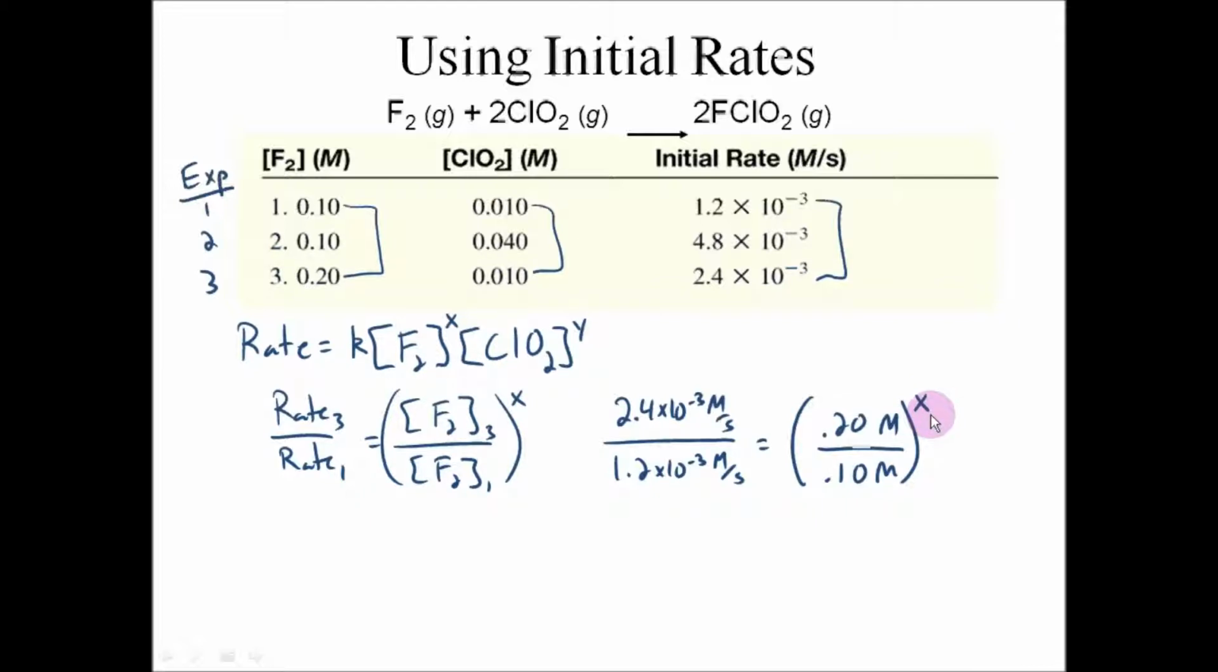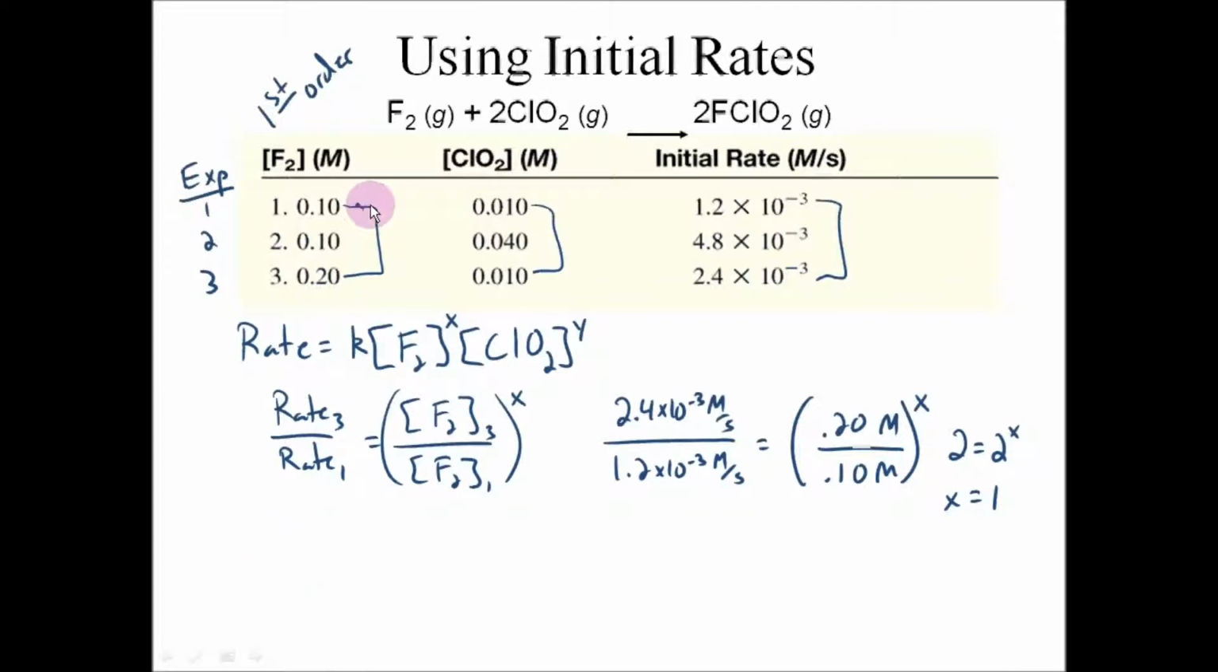Alright, as we plug this equality into our calculator, we see that 2 equals 2 to the x, therefore x equals 1. So this is first order for the concentration of fluorine, meaning a doubling of the fluorine caused a doubling in the initial rate. Now we'll do the same thing to investigate ClO2.